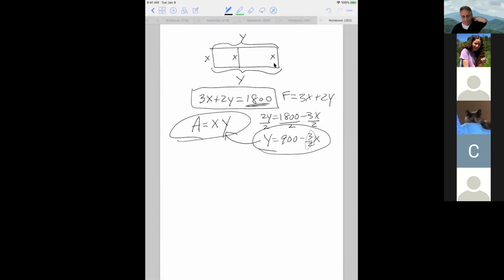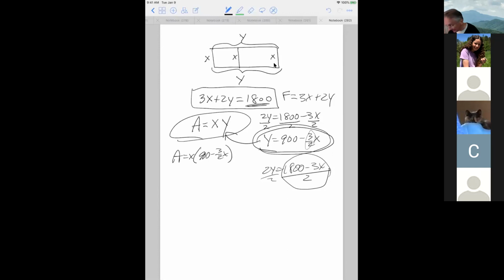Sometimes we have a tendency, if you had 2y equals 1800 minus 3x, to divide this side by 2 and divide this whole side by 2. So you've got this mess over here. If you do that, it can be a little bulkier and clumsy, but notice if I just divide each term by 2, this turned into something quite manageable. And you end up with area equals x times 900 minus 3/2 x. And now I multiply it out, and I get a term with the x squared.